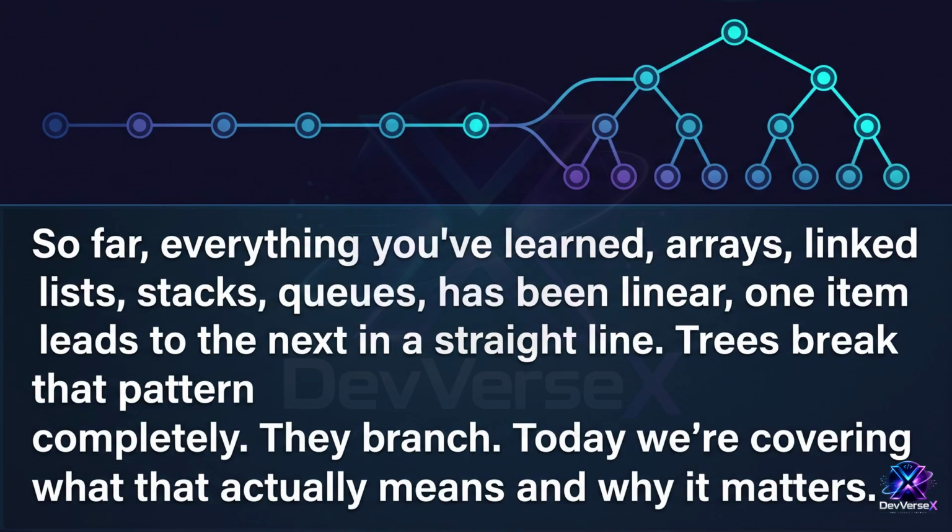So far, everything you've learned, arrays, linked lists, stacks, queues, has been linear. One item leads to the next in a straight line. Trees break that pattern completely. They branch. Today we're covering what that actually means and why it matters.